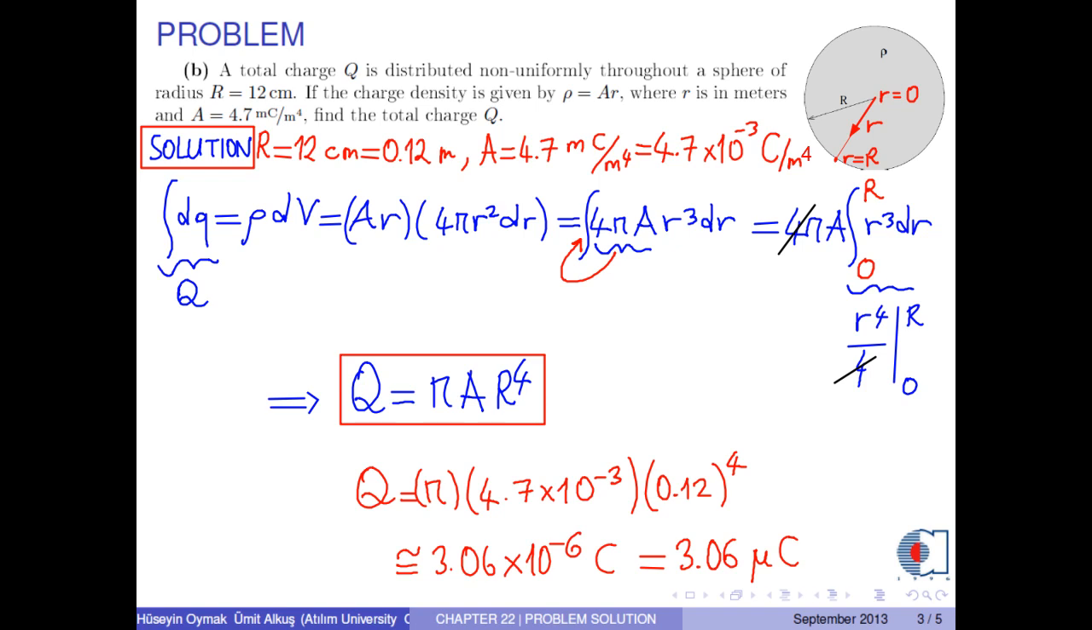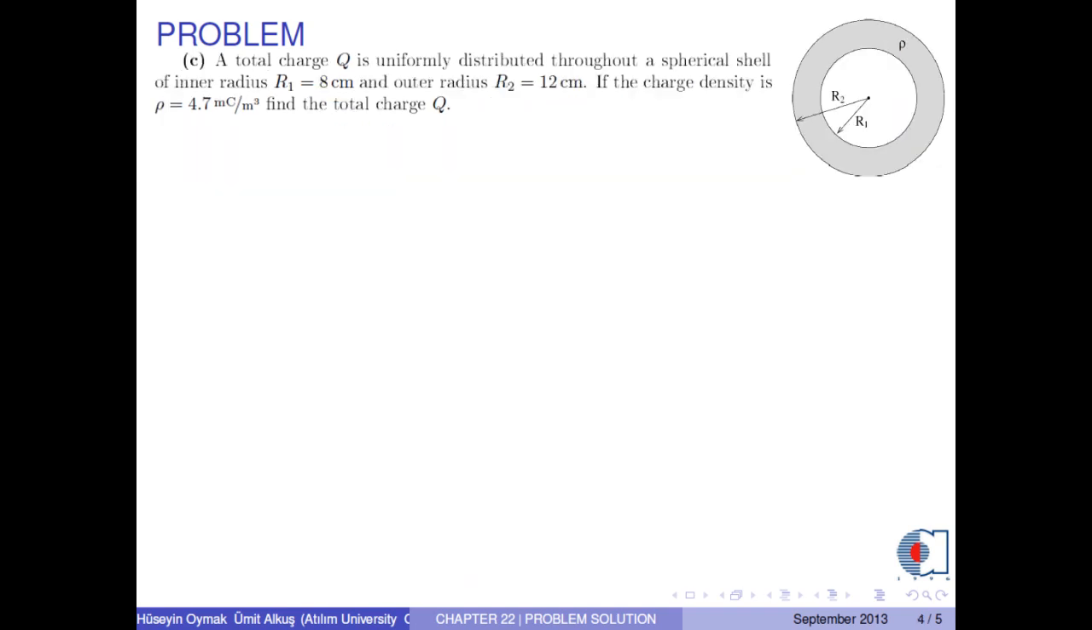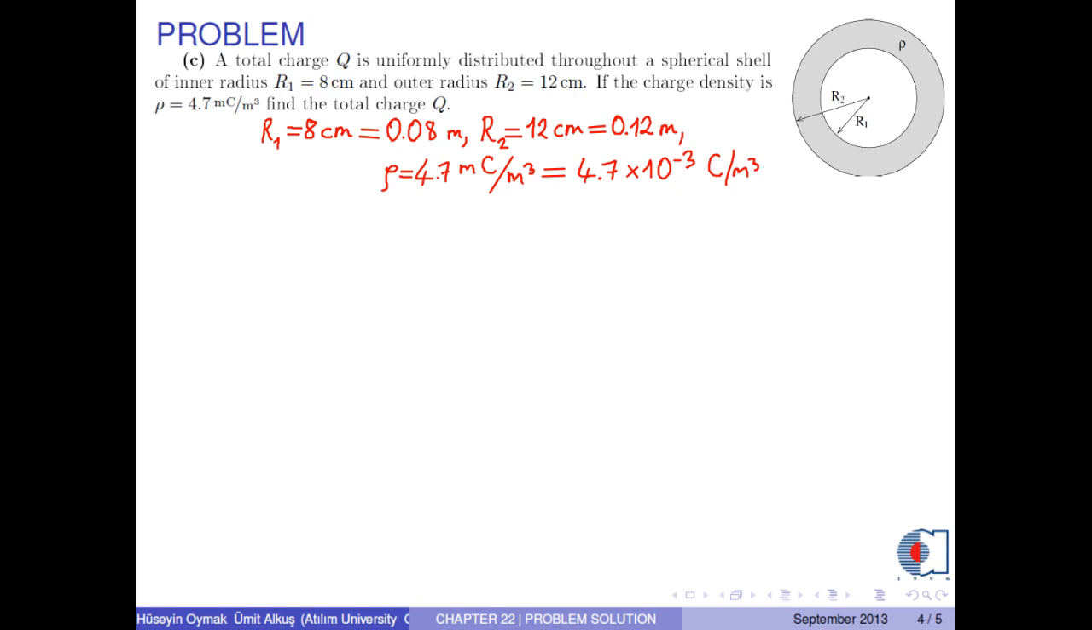Okay, we are done. Let's solve part C. A total charge Q is uniformly distributed throughout a spherical shell of inner radius r1 as 8 centimeters and outer radius r2 as 12 centimeters. If the charge density ρ is 4.7 millicoulombs per meter cubed, find the total charge Q.